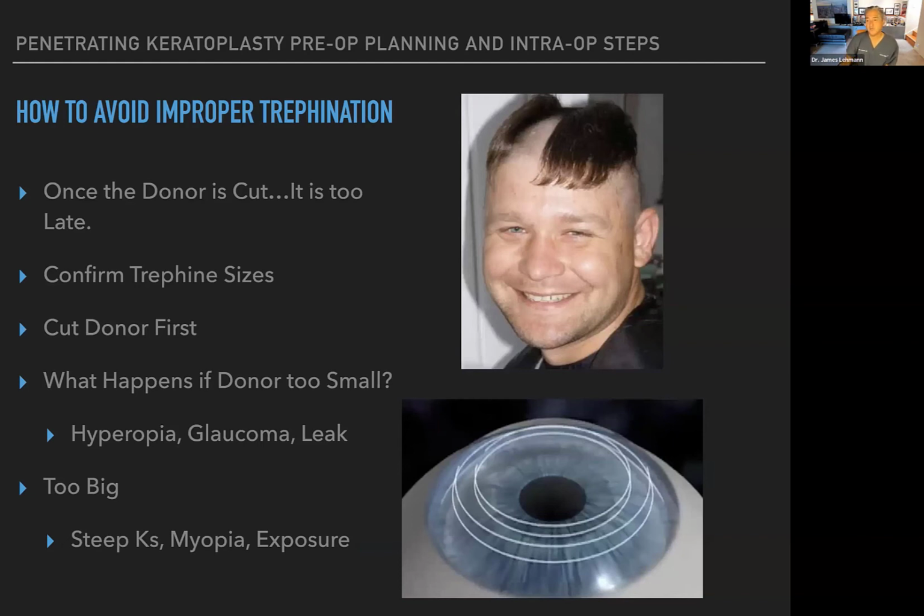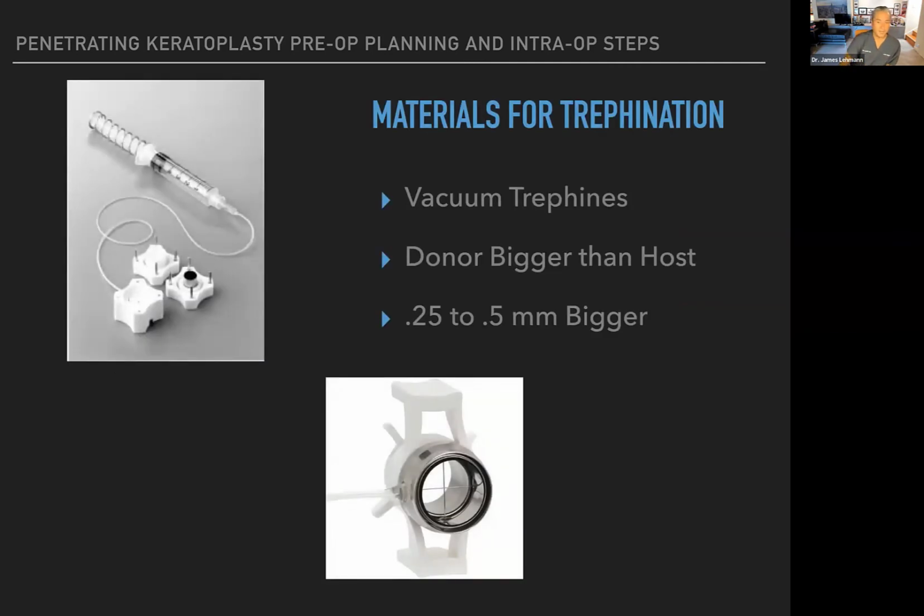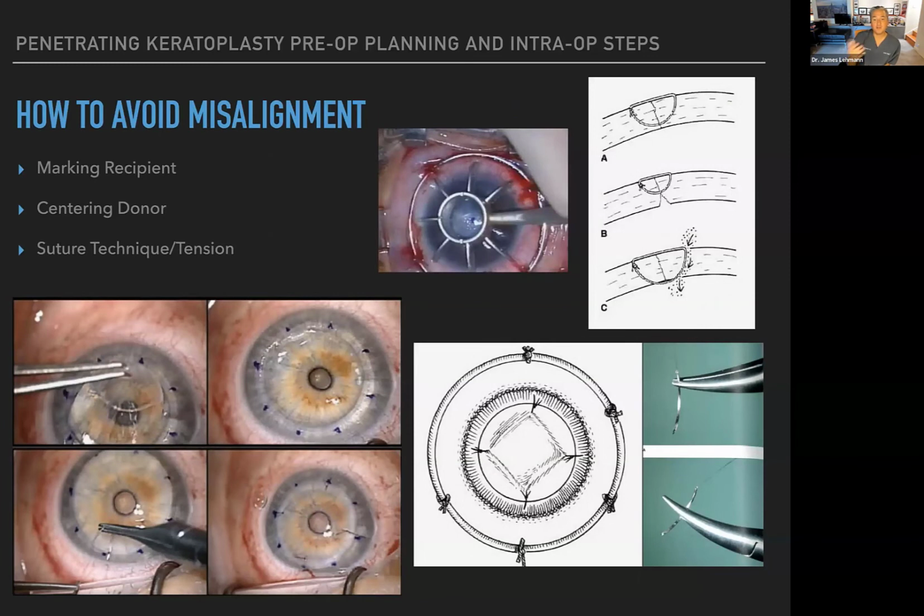The donor is 0.25 more than the recipient, and you always cut the donor first, because if there's a problem, you can abort the case. Materials for trephination, I like to use the vacuum trephines. You don't always have these in other countries, but they're more available now, and they're way better. So if you don't have them, get them. I do 0.25 bigger.